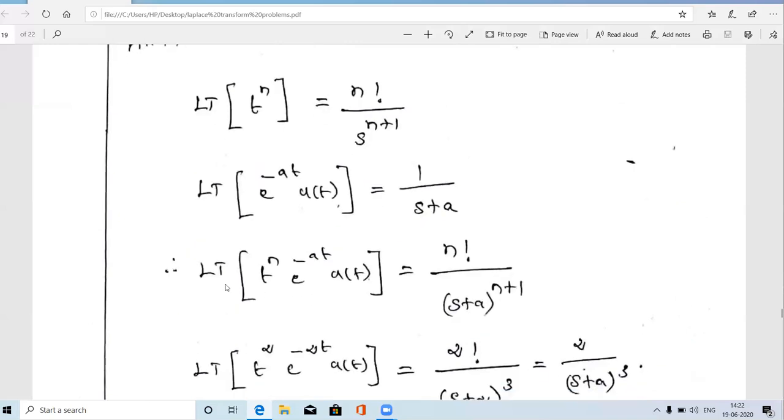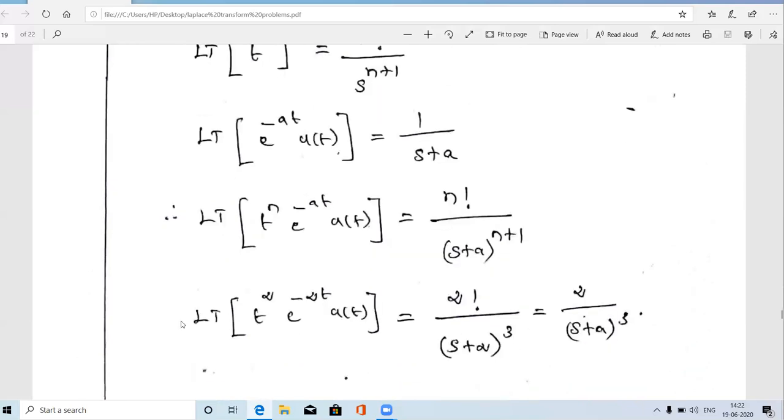Therefore the Laplace transform of the multiplication of these two signals, that is t power n multiplied with e power minus at u of t, is n factorial divided by... In the place of s, for e power minus at u of t the answer is 1 by s plus a, so instead of this s we have to put s plus a. Combining these two answers, we get n factorial divided by (s plus a) to the power n plus 1. So this is the standard answer for this problem.